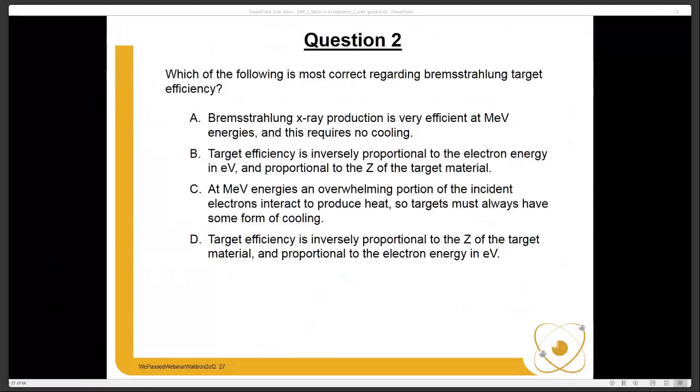Okay. So, which of the following is the most correct regarding Bremsstrahlung target efficiency? Bremsstrahlung X-ray production is very efficient at MeV energies and requires no cooling. Target efficiency is inversely proportional to Z and proportional to the electron energy. At MeV energies, an overwhelming portion of the incident electrons interact to produce heat, so targets must always have some form of cooling. Or, target efficiency is inversely proportional to Z of the target and proportional to the electron energy?